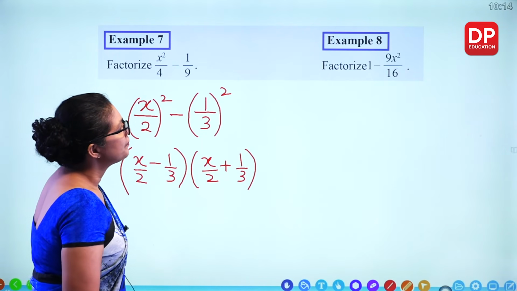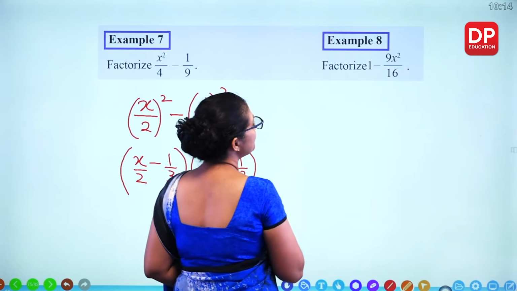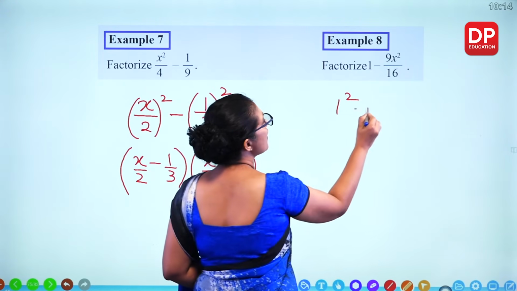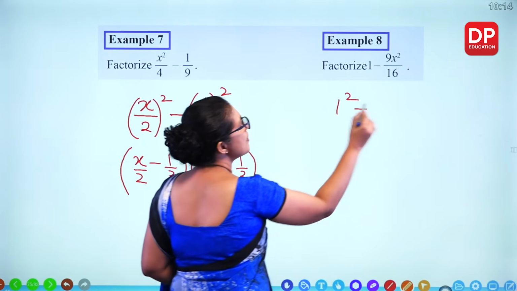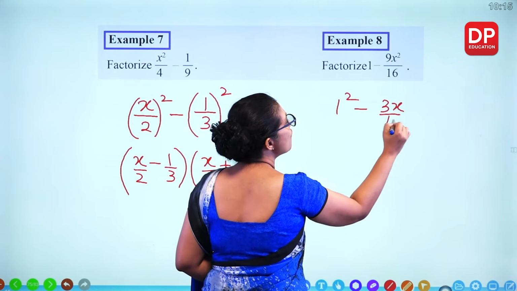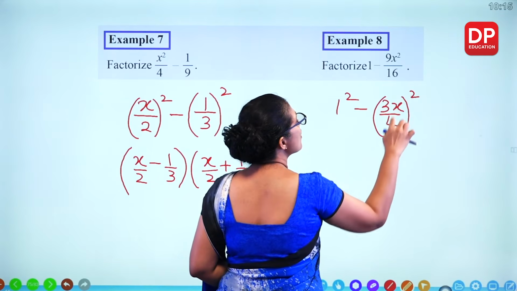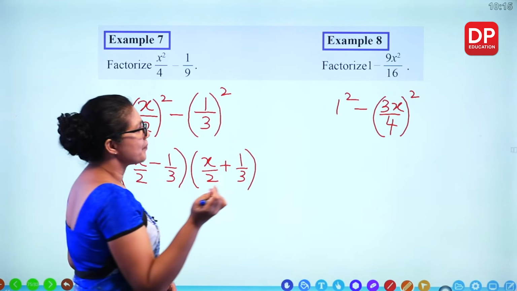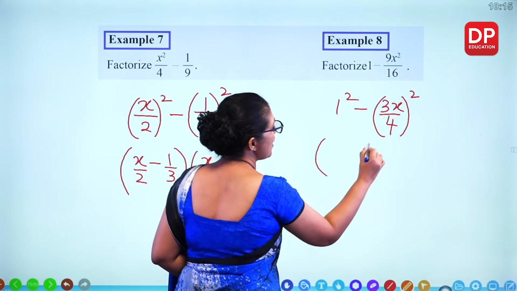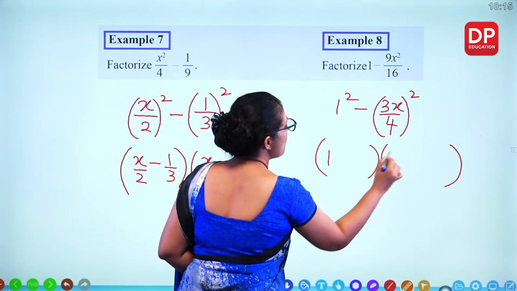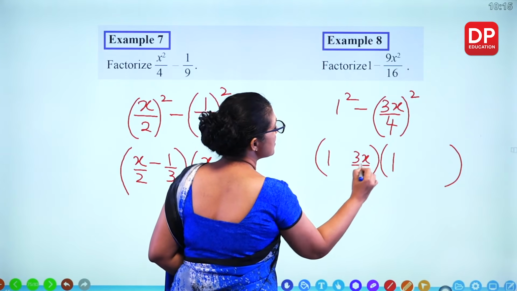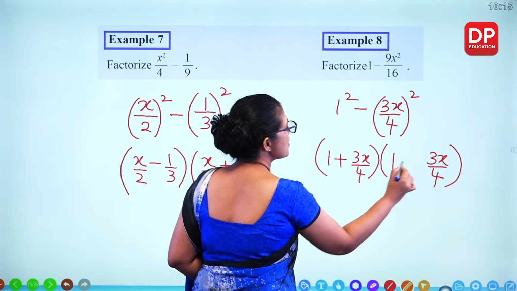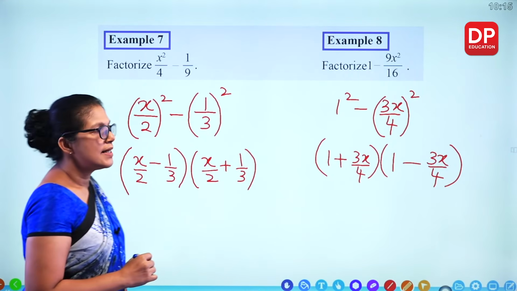Example 8. 1 minus... So I can write 1 squared for 1. How can I write this one as a square term? (3x over 4) whole thing squared, because 16 is 4 times 4 and 9 is 3 times 3. Now, difference between two square terms. 1, 1. The other term is 3x over 4. One term is positive, one term is negative.